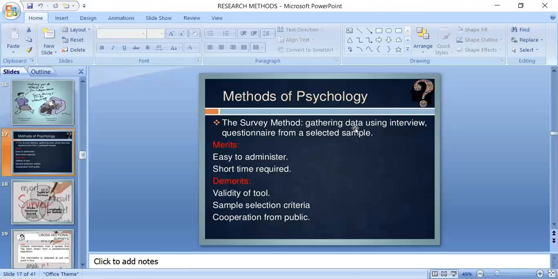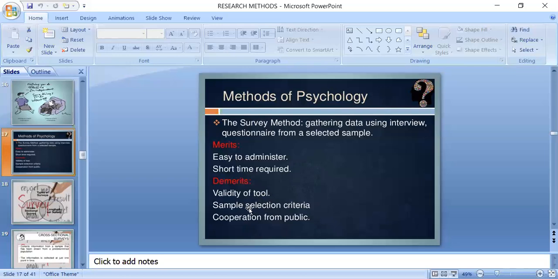The third one is the survey method. Survey method is gathering data using an interview or questionnaire from a selected sample. You have a specific topic for your research, and according to this topic you arrange the questionnaire and demographic sheet, and you gather data by using interviews, questionnaires, telephones, email, and the net. Clear? Merits and demerits of the survey method: easy to administer, short time required, definitely. You take very little time to collect a large amount of data.